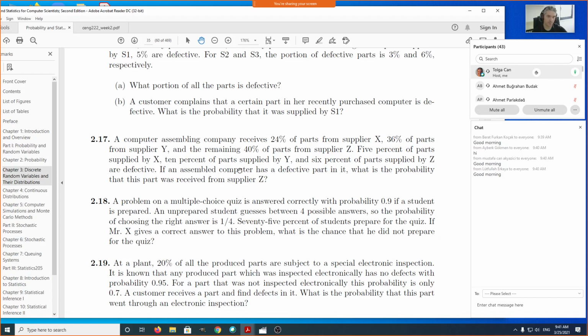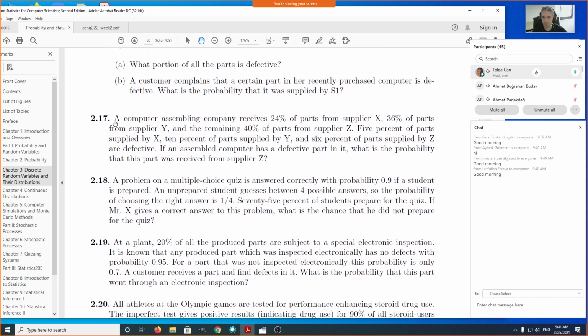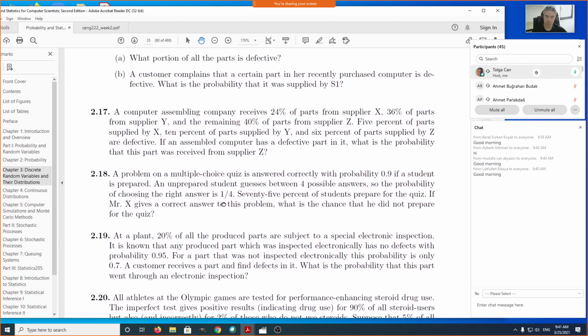But in order to have more practice on the Bayes rule and the law of total probability, I will solve some examples from the end of chapter 2 today. I picked 217 and 218.